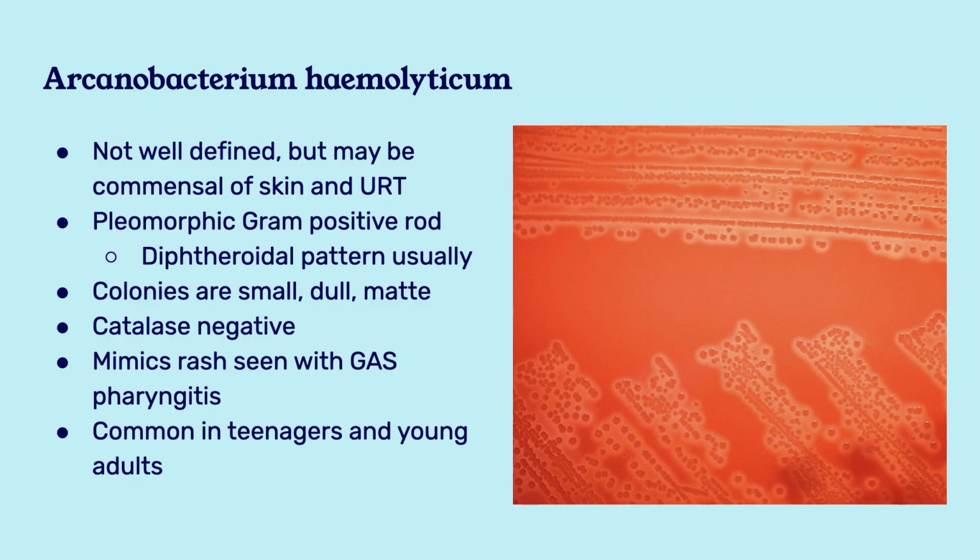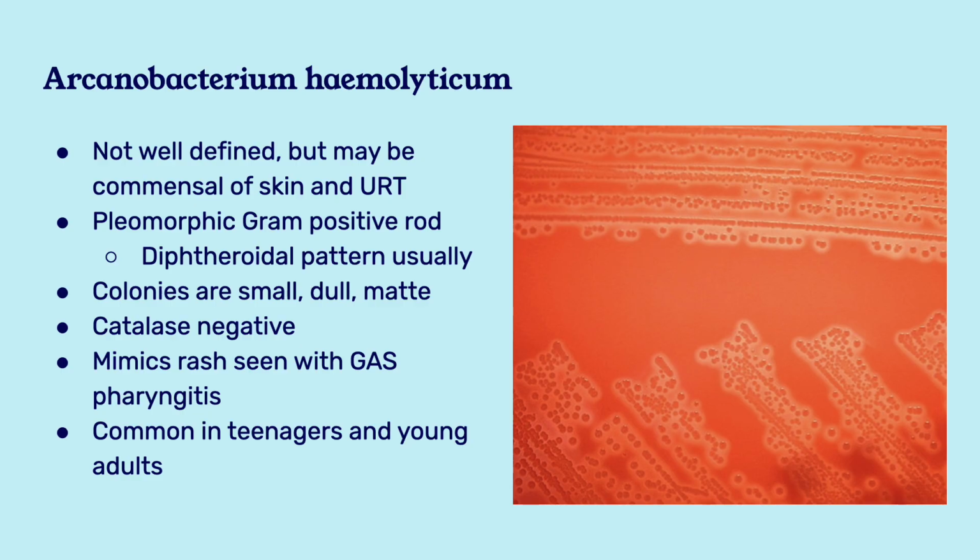Before we dive deeper into some of the beta streps, I want to take some time to talk about Archaeobacterium hemolyticum. This organism is not well defined in terms of normal flora, but it is thought to be a commensal of the skin and the upper respiratory tract. From a morphological standpoint, it is a pleomorphic gram-positive rod that resembles a diphtheroid upon gram stain. On blood agar, colonies are generally small, dull, and matte.